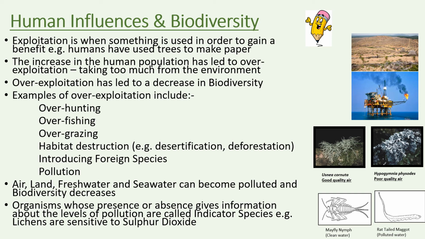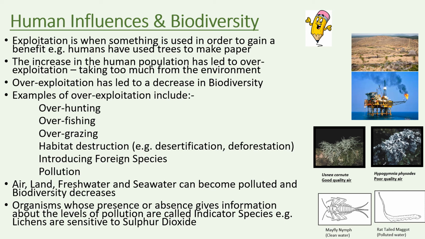So examples of overexploitation from humans include overhunting, overfishing, overgrazing, habitat destruction. So for example, desertification and deforestation. Introducing of foreign species and pollution. So air, land, fresh water and seawater can become polluted and biodiversity can decrease.